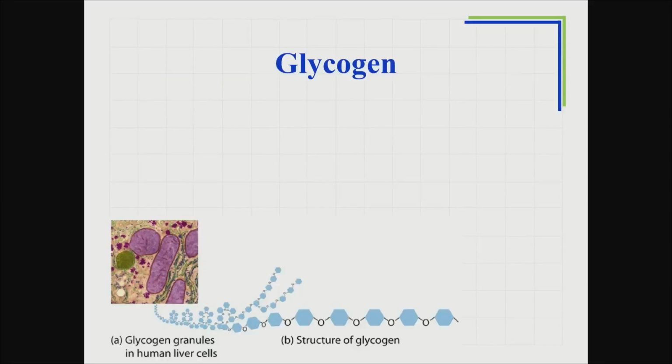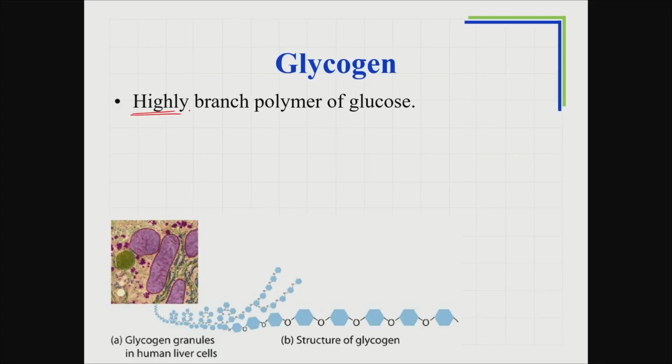Now, there is another polysaccharide that we need to consider, not plant produced, and that is glycogen. Glycogen is also a highly branched polymer of glucose. Where did we see that before? We saw that in amylopectin. Amylopectin had branches, but in glycogen, it is highly branched, okay?